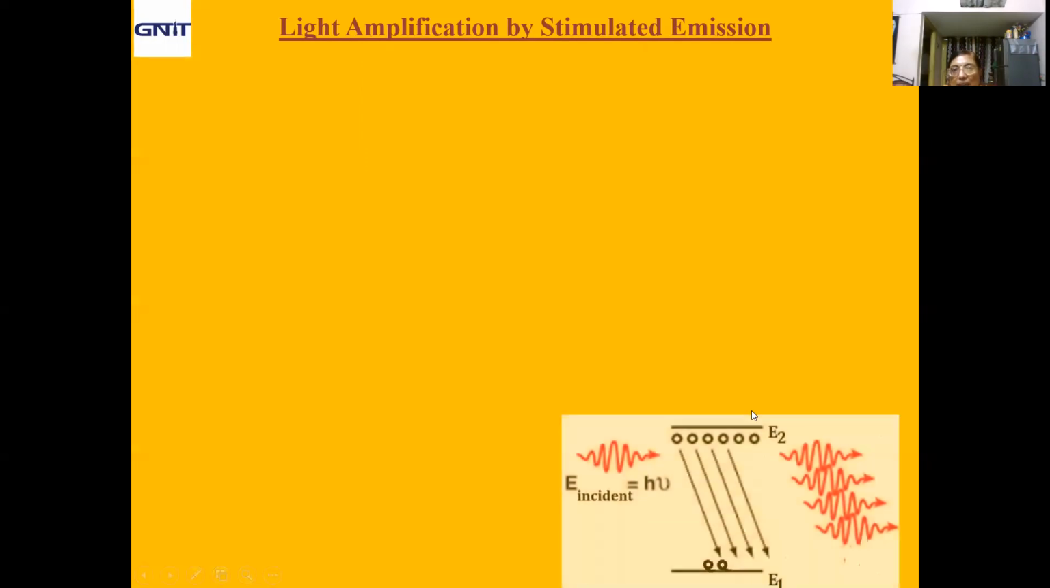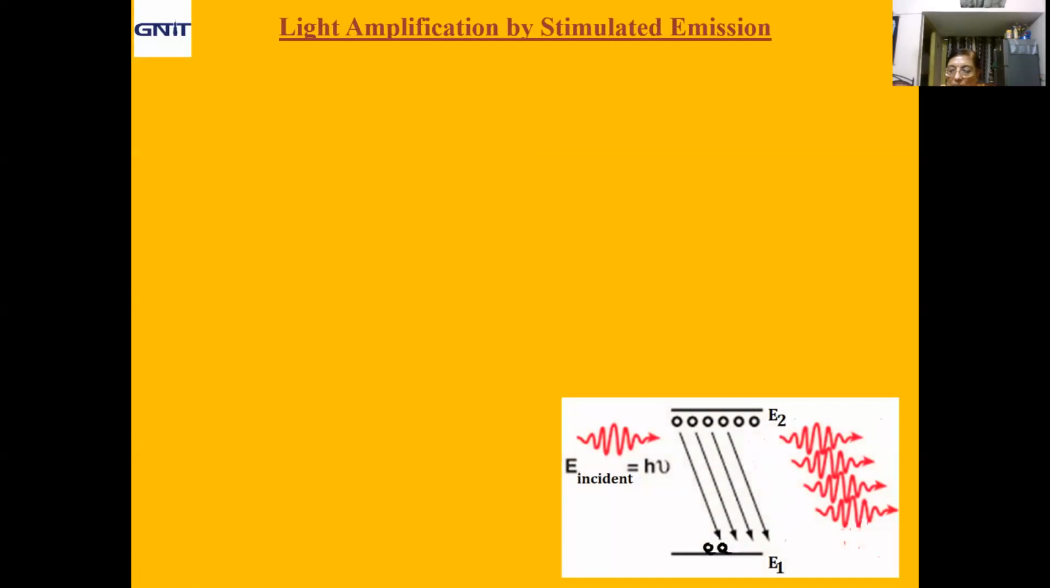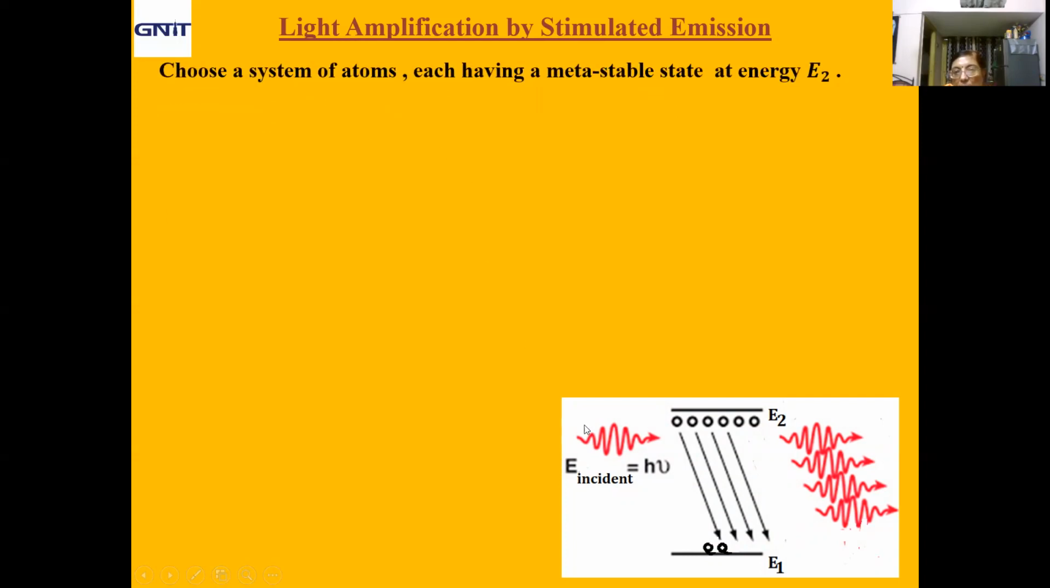So you got the idea about emission, then spontaneous emission, then stimulated emission, as well as stimulated absorption. Let us now move to the part, light amplification by stimulated emission of radiation, how it is happening. Let us consider a system of atoms. Till now, we have considered one atom. Here we are considering a system of atoms, each having two energy states.